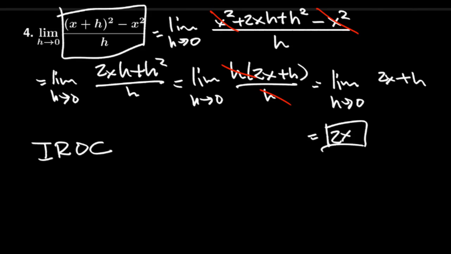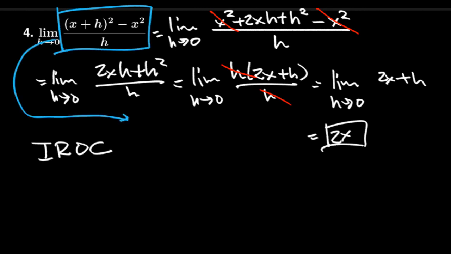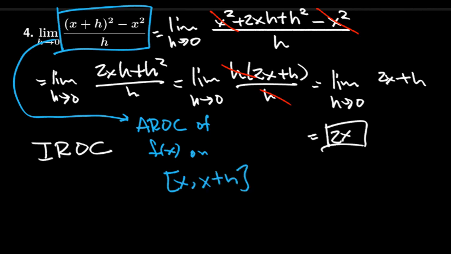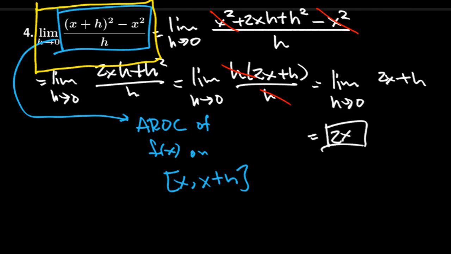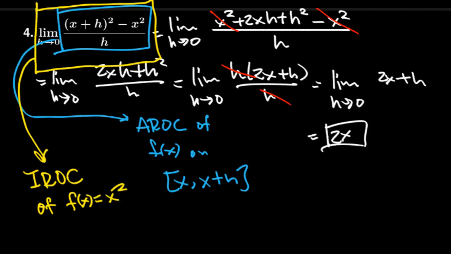So actually, let me color code that. Blue stands out here. So this statement itself is the average rate of change of f of x on the interval from x to x plus h. And that actually means that the entire thing here, so we took the limit of the average rate of change, is the instantaneous rate of change of f of x equals x squared. Sorry, I should have written equals x squared here for clarity.